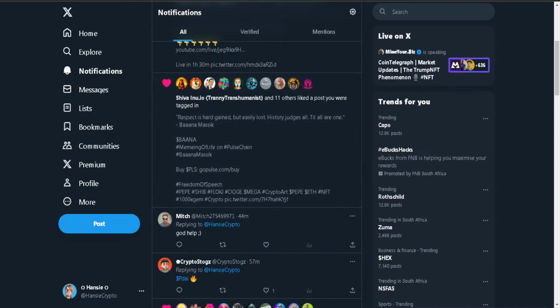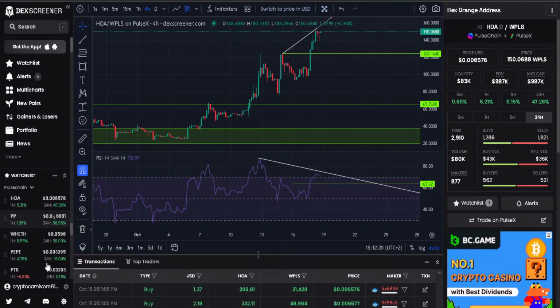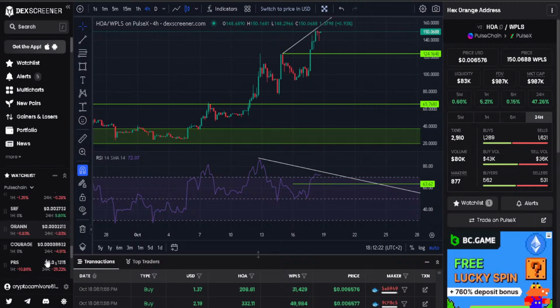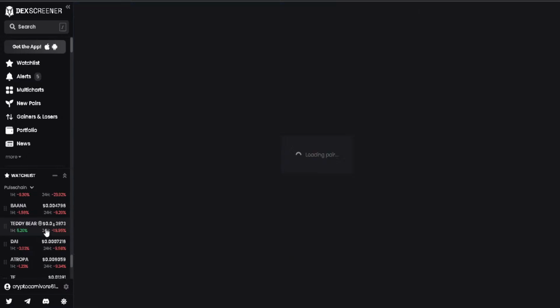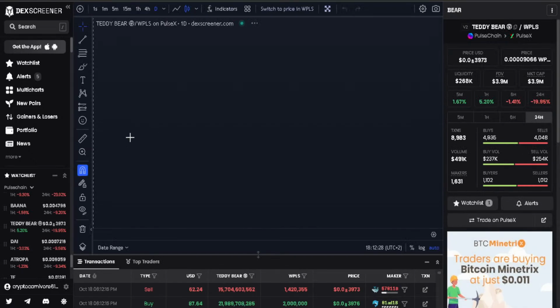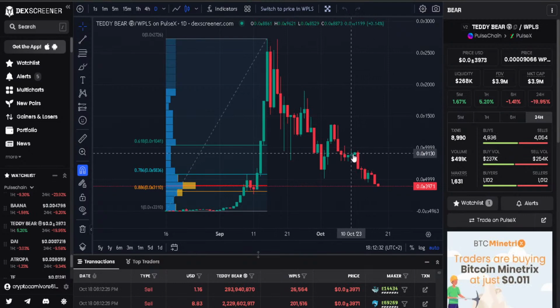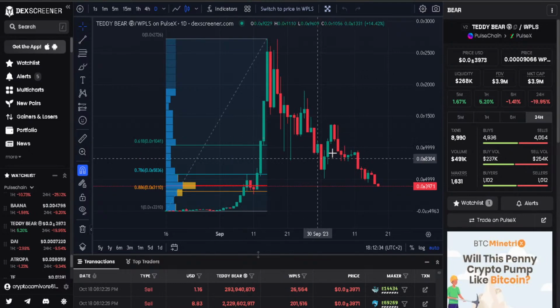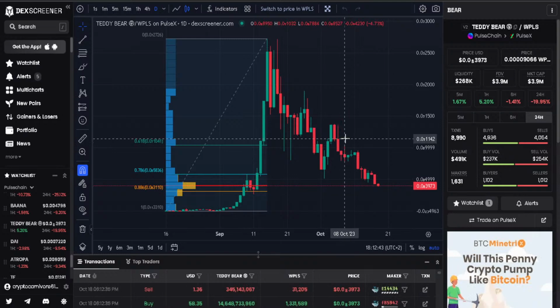So there's a request for PDI. Looks like everybody has forgotten about the Atropa ecosystem. Oh, and Teddy Bear continues to bleed. I actually got some of these coins back here because it was inside my reload zone, but I don't mind sitting underwater. I am a very patient old lady. And if it goes to 0, I don't mind.